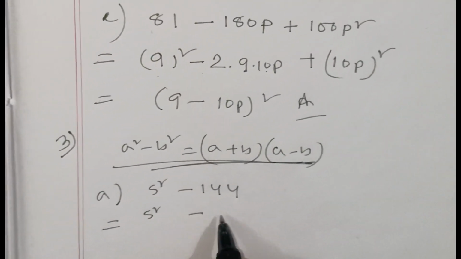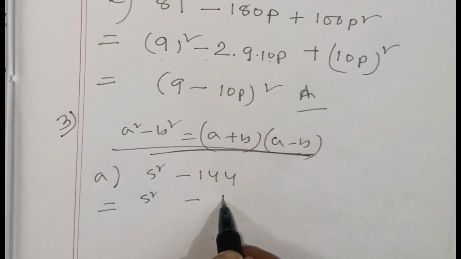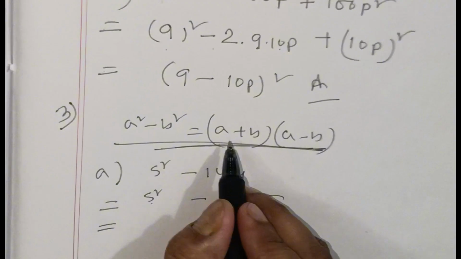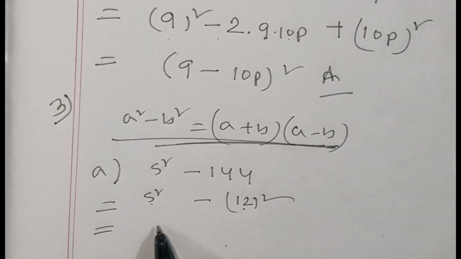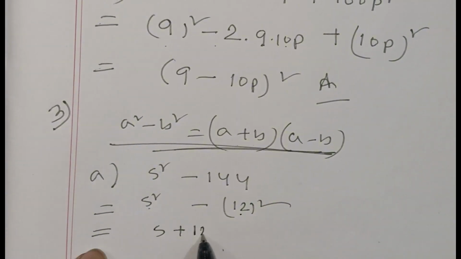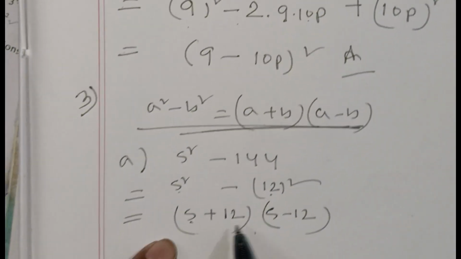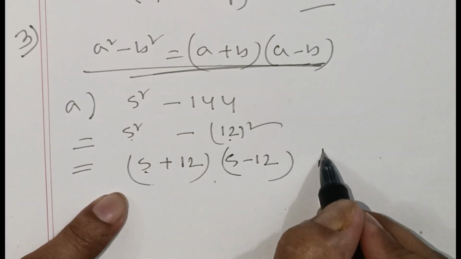This square and 144 breakdown, that means 12 whole square. So a square minus b square, formula is a plus b into a minus b. That's it. x plus 12, x minus 12. x means a, 12 means b: a plus b, a minus b. That's it. This is the answer.